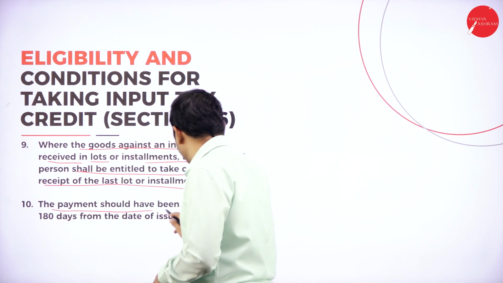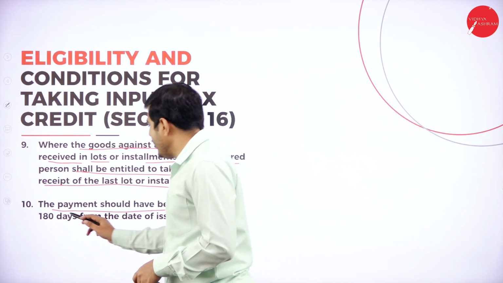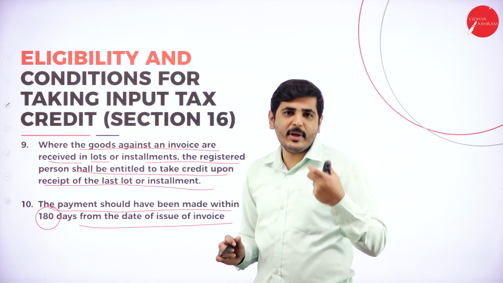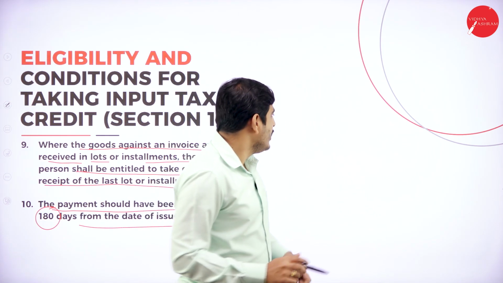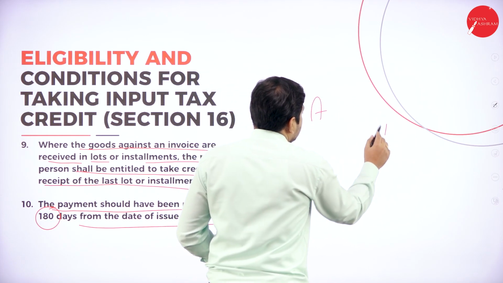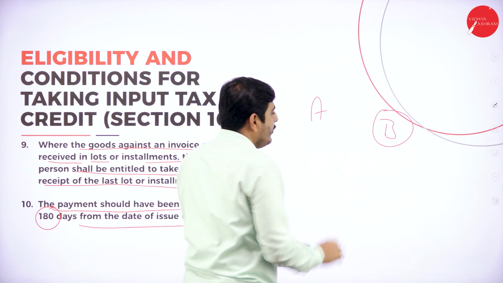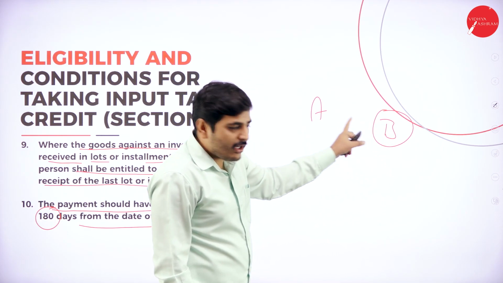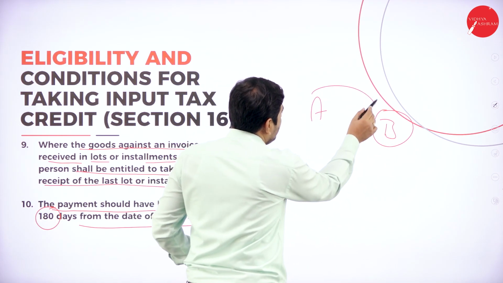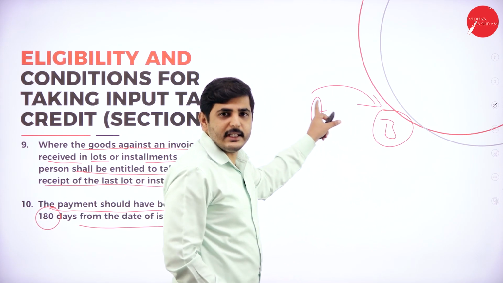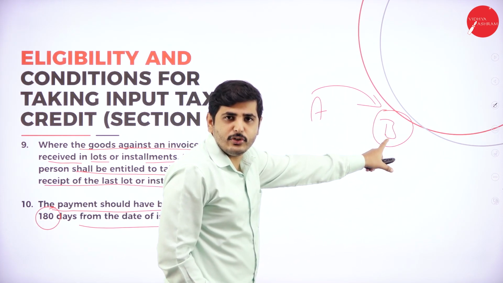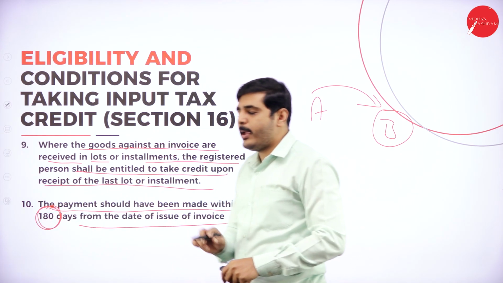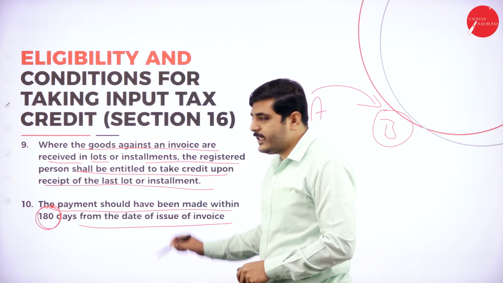The payment should be made within 180 days from the date of issue of invoice. For example, A is the supplier and B is the recipient of the goods. B gets the input tax credit because he has paid the tax on the input. A is supplying goods, B is receiving the input from A. B has to make the payment within 180 days from the date of the invoice.